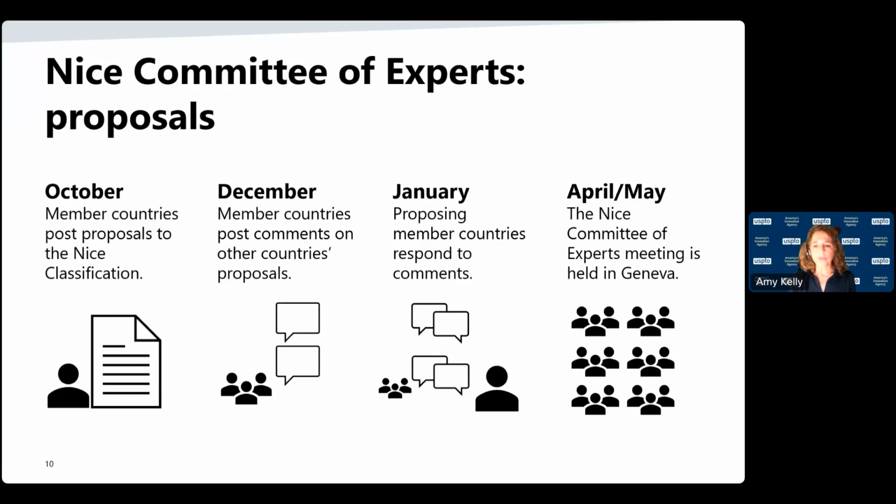These proposals, which we call NICE proposals, clever, huh? NICE proposals consist of the addition of new goods and services to the NICE alphabetical list, the deletion of goods and services from the NICE alphabetical list, or any modifications to the wording within the alphabetical list, or the class headings, or the explanatory notes, or even the general remarks. Currently, these NICE proposals are uploaded into an electronic form on the WIPO website.